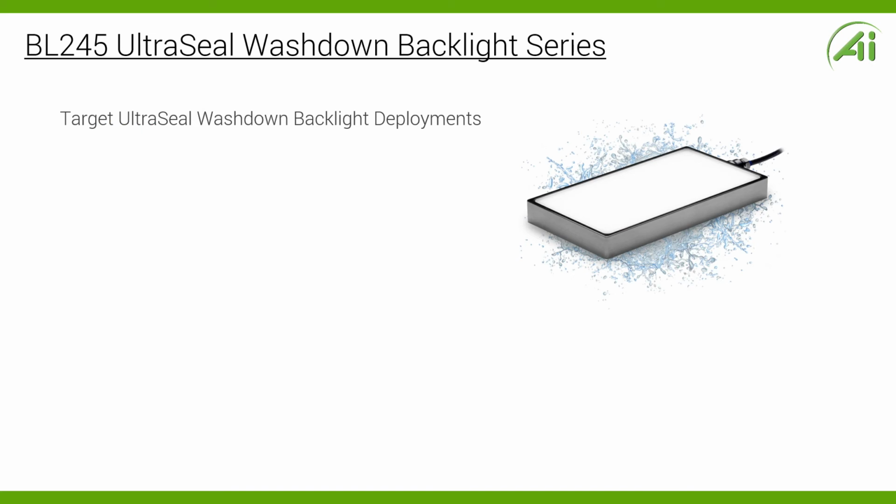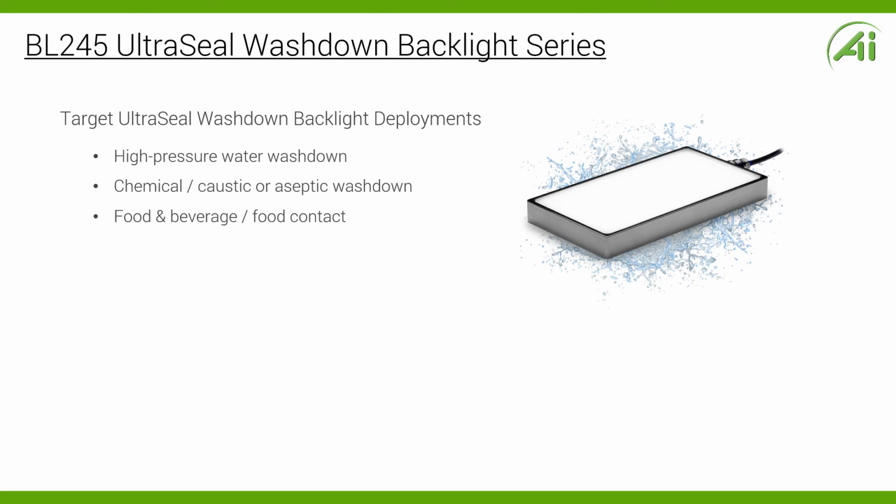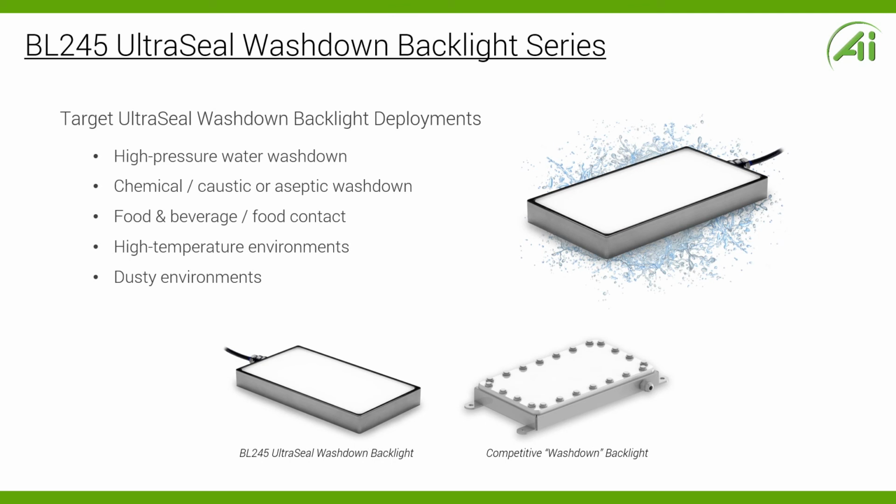So let's talk a little bit about where we're targeting these backlights specifically. Obviously high pressure washdown is critical because of the IP69K rating. We're also looking at chemical or caustic aseptic washdown capabilities. In this case, we might be considering direct food contact with high caustic solutions for cleaning, hygiene solutions that must sterilize, as well as heat and high pressure. Obviously food and beverage or food contact, and high temperature environments as well. Dust environments are another big one.